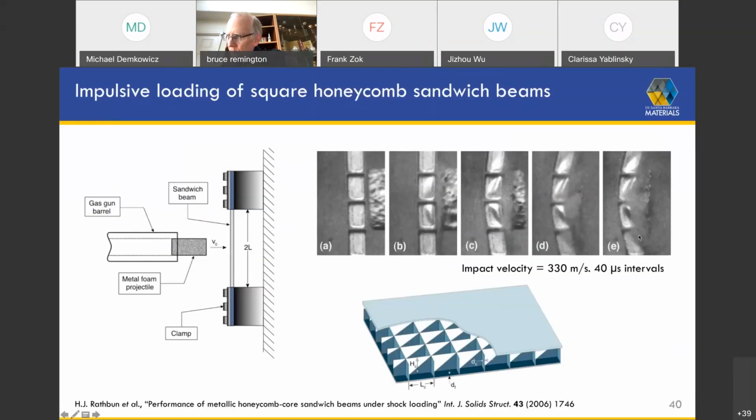So here's one example where we used it to study the response of sandwich beams with a honeycomb core. The images in the top right are a series of images just before impact of the projectile foam. This foam is much larger than you can see here. It probably goes out to about here somewhere. And you can see over time how this clamped beam bends, all right, deforms.